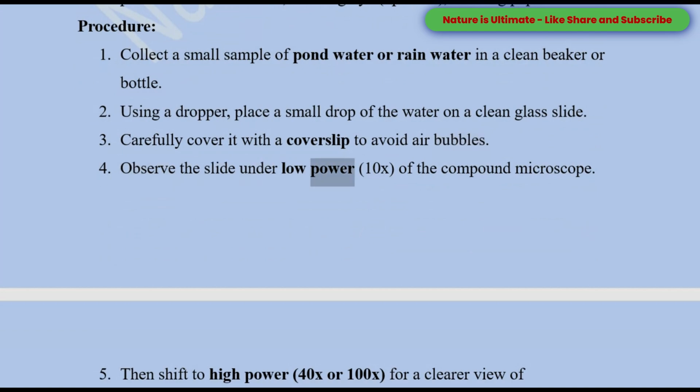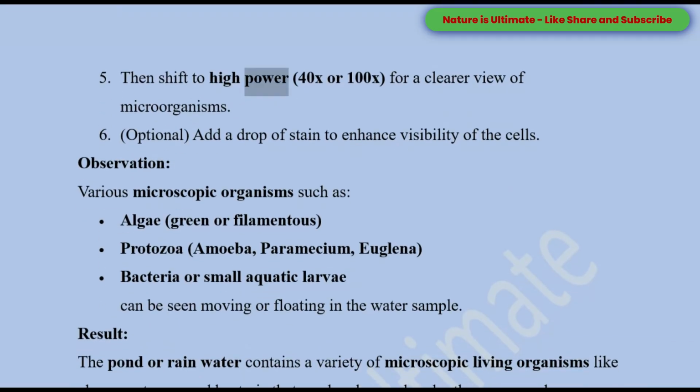Observe the slide under low power (10x) of the compound microscope. Then shift to high power (40x or 100x) for a clearer view of microorganisms. Optional: add a drop of stain to enhance visibility of the cells.